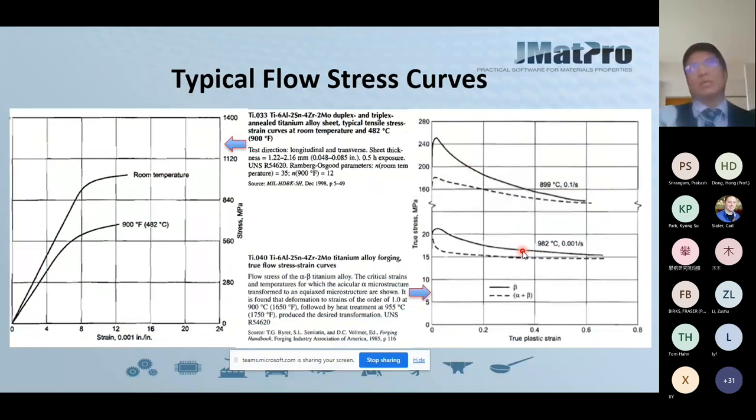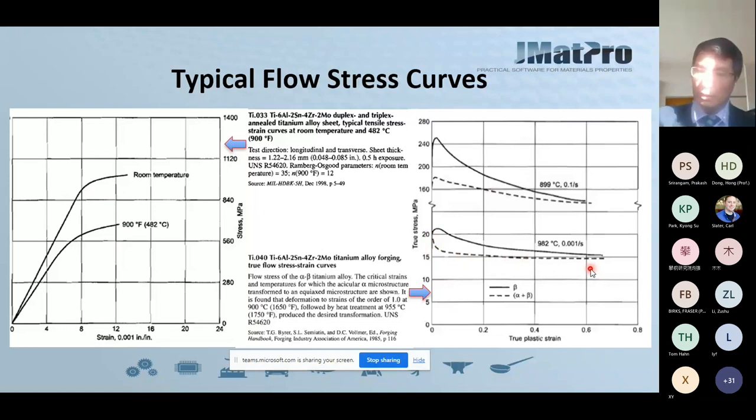So this is indeed what we observe in reality. Again, if you use a titanium alloy as an example, you can see that at room temperature or at 482 centigrade, you typically only observe strain hardening. And if the temperature is higher and higher, you will see a transition with strain hardening, flow softening, and in the end, you will observe flow softening only. So this is the reality.